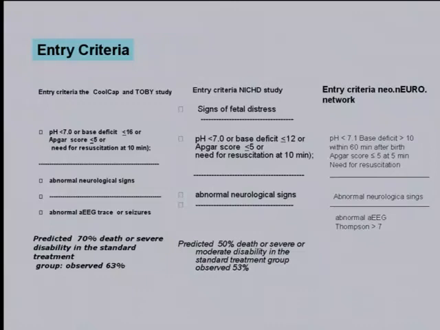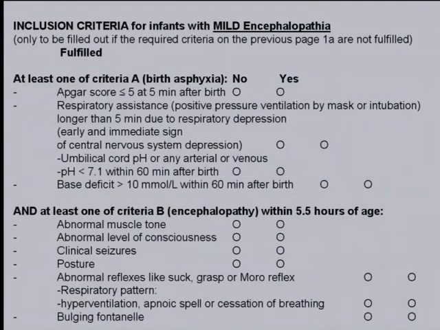This graph shows the entry criteria which you can also download from the internet, and I'm not going to go into details. They're all very similar, whether from the CoolCap or TOBY trial, the NIH study, or the European trial. Next slide. We have already said you need some inclusion criteria, and the inclusion criteria are always stepwise. You would first assess the asphyxia, and then you would assess the encephalopathy and come to the conclusion which degree of severity the baby has. Next.